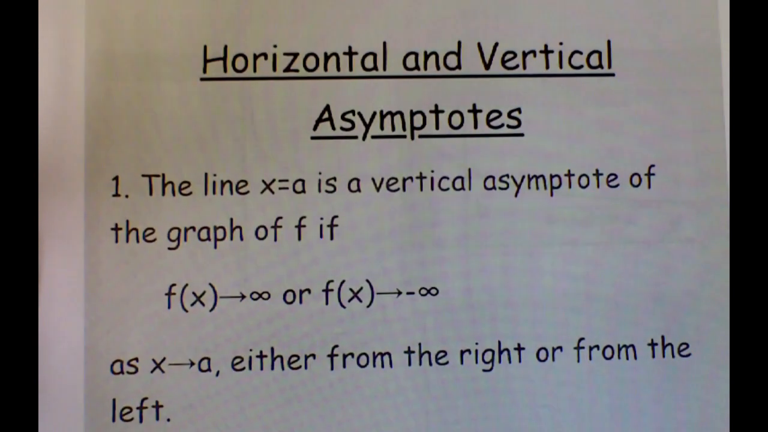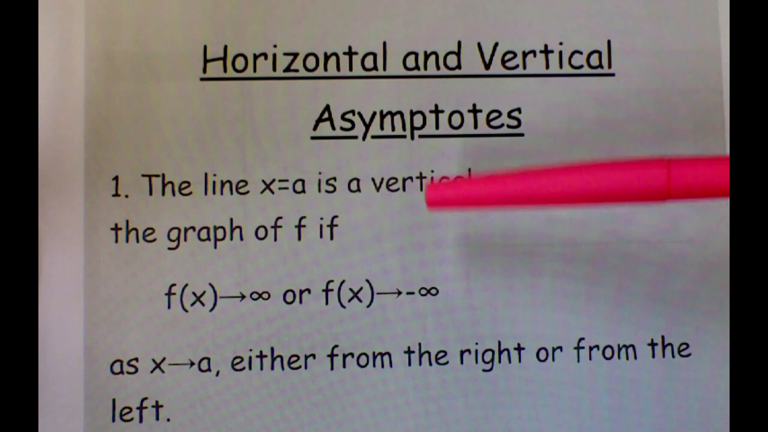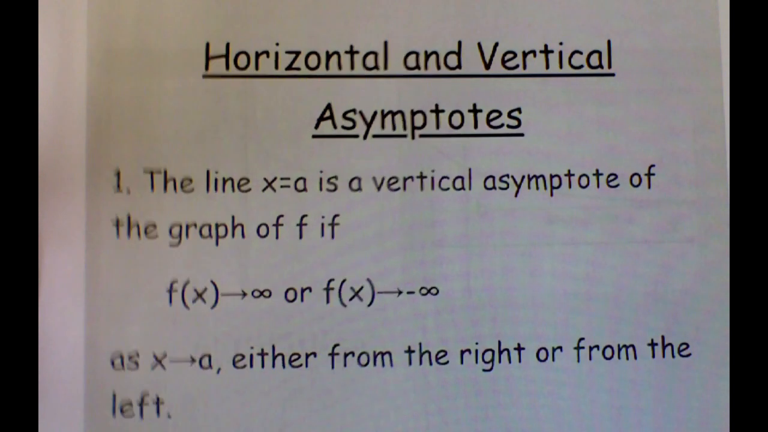We're going to start off with asymptotes. Remember that an asymptote is that invisible line that we approach but never quite touch. So the line x equals a is a vertical asymptote of the graph of f if f of x approaches infinity or negative infinity as our x value approaches that a from either the left or the right.